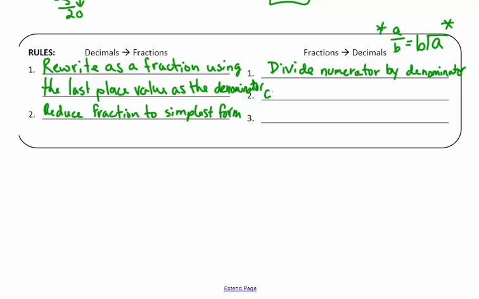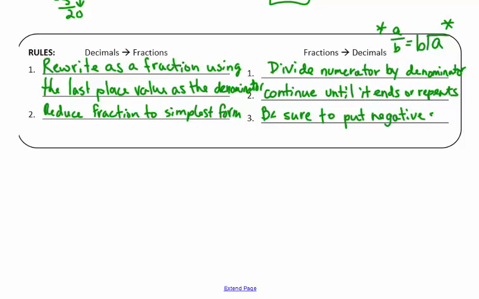Step 2, you continue dividing until it ends or terminates, or we're talking about repeating also. And number 3, be sure to put the negative sign if needed. Don't forget about that negative. If it's negative to start, it's going to be negative in the end.